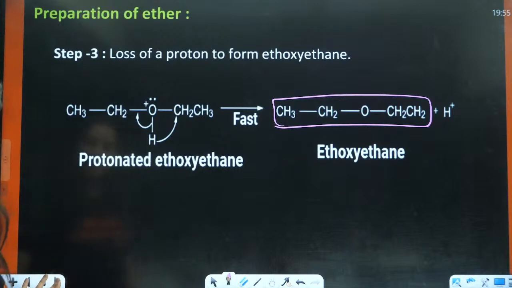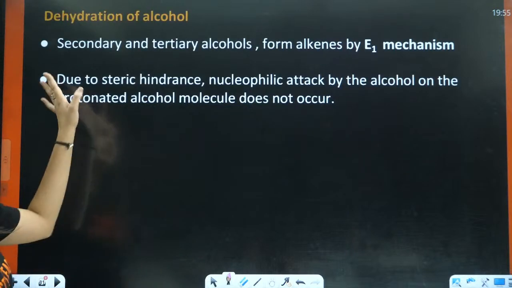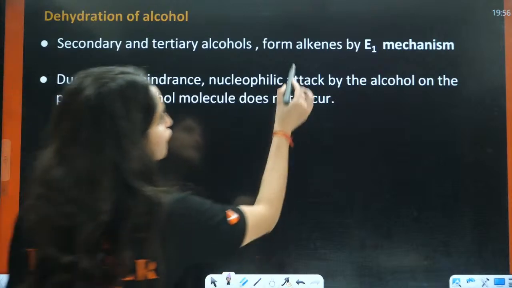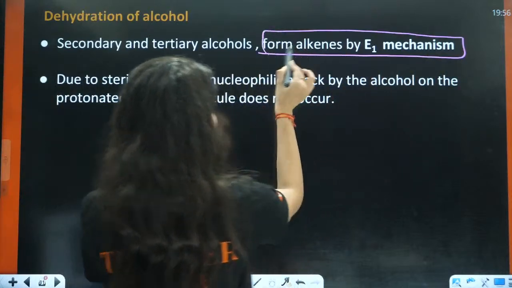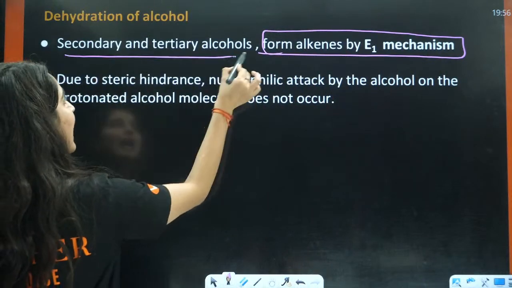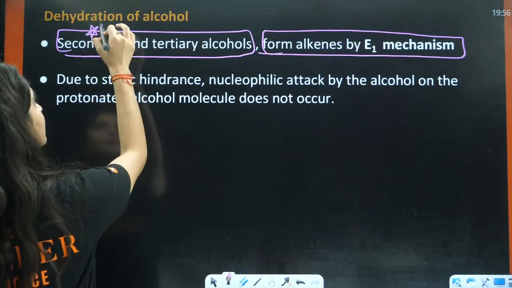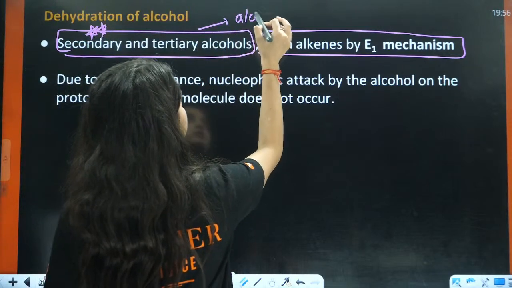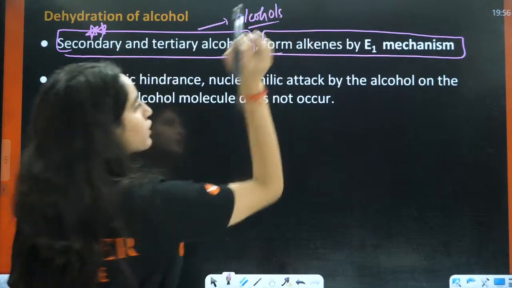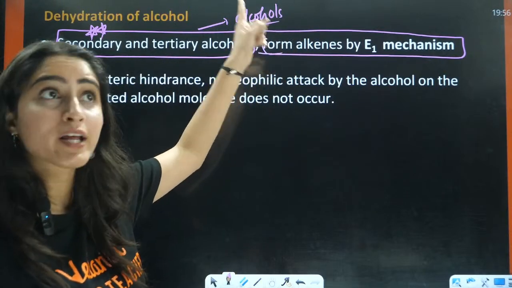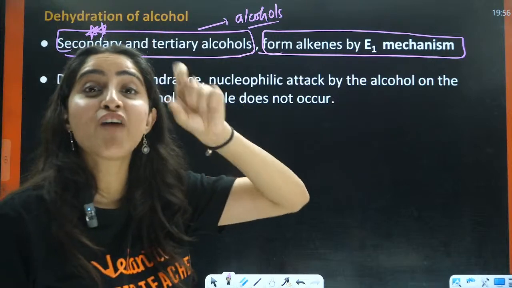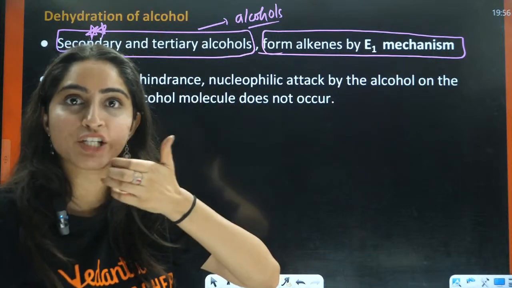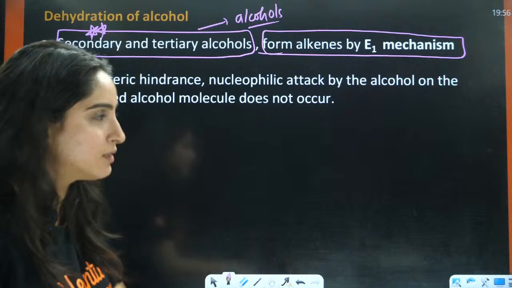Okay. Now, next is secondary and tertiary alcohols forming alkenes by the E1 mechanism. I had told you that we have done this reaction in alcohols, where from one molecule of alcohol, by dehydration, you will have the formation of alkenes, right?